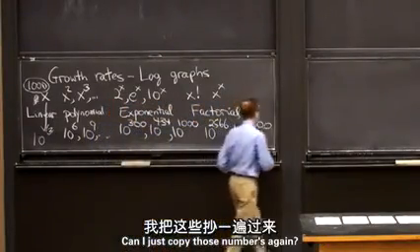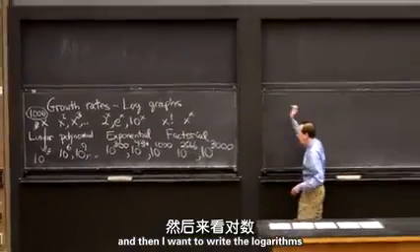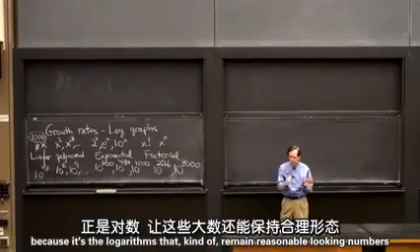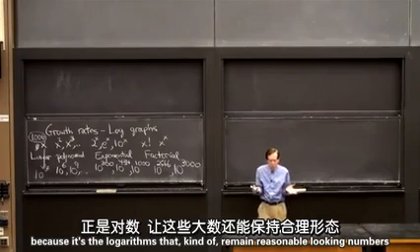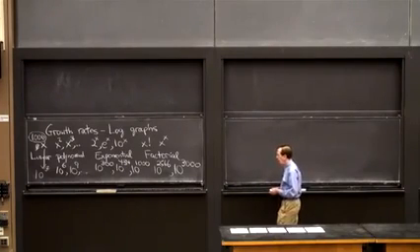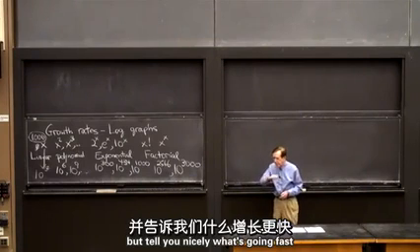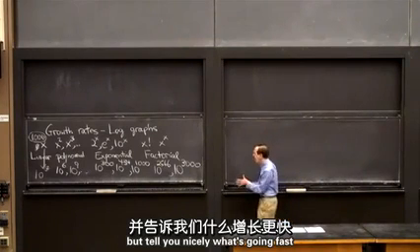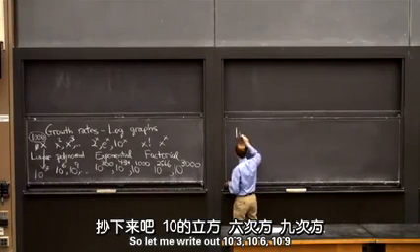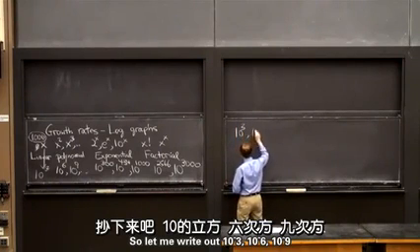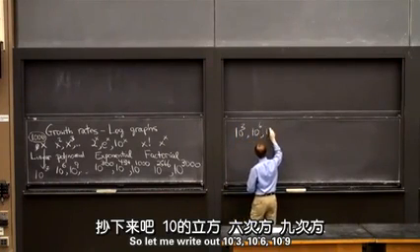Can I just copy those numbers again? And then I want to write their logarithms, because it's the logarithms that kind of remain reasonable looking numbers, but tell you very nicely what's growing fast. So let me write out again 10 cubed, 10 sixths, 10 to the 9th.